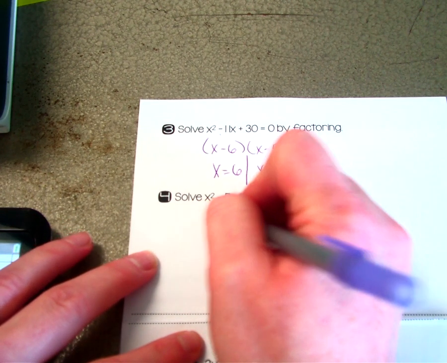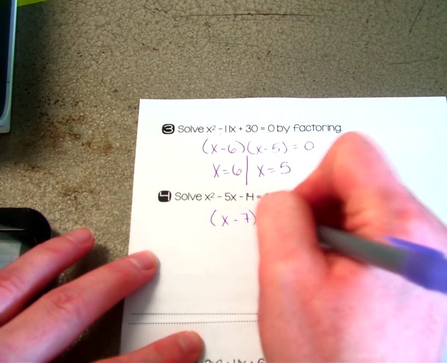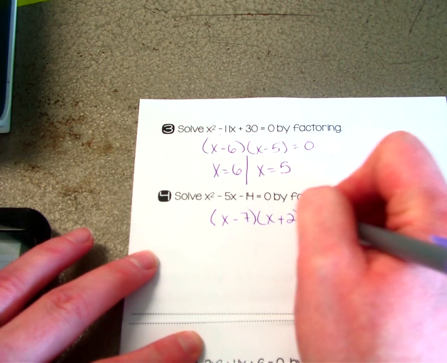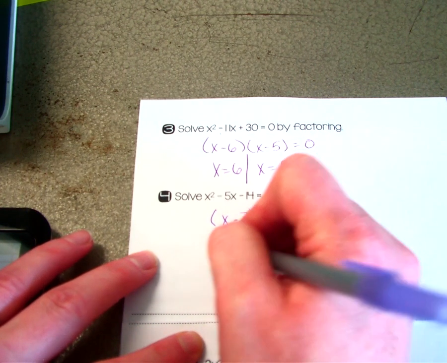Next one, multiplies to negative 14 adds to negative 5 would be x minus 7, and then x plus 2.